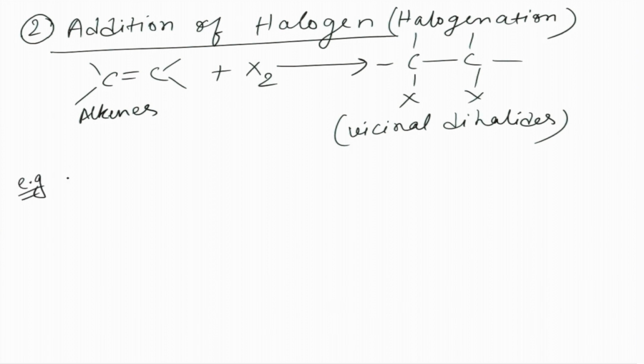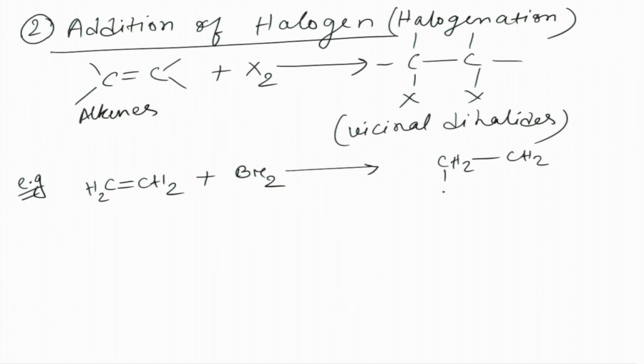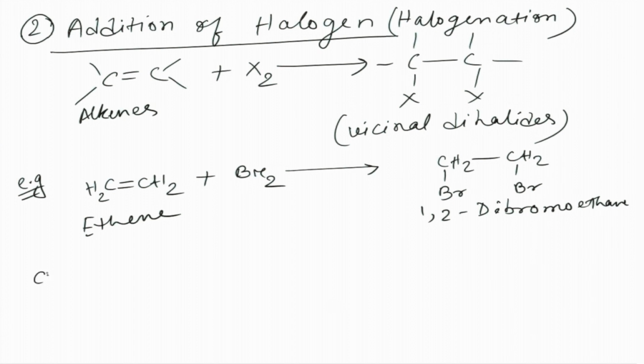So, let us say for example, there is ethene and bromine, that is Br2. So, they will form 1,2-dibromoethane. Okay. So, from ethene we get 1,2-dibromoethane.